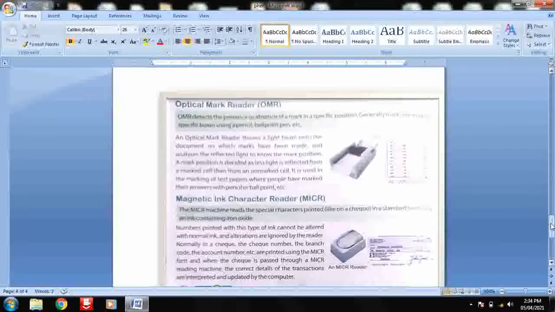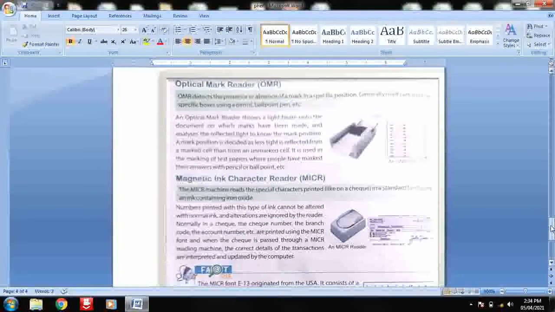It's something new, but I hope you all have seen the cheque. If not, you can ask your parents to show you the chequebook. In the cheque, if you look at the bottom, some characters are written which you can't read. And even if we can read, we can't alter them. These characters can't be altered with normal ink. You cannot change them. Okay, so in the cheque, at the bottom, something is written, the cheque number or branch code. At the bottom some code is written, you can see, that is the MICR code.